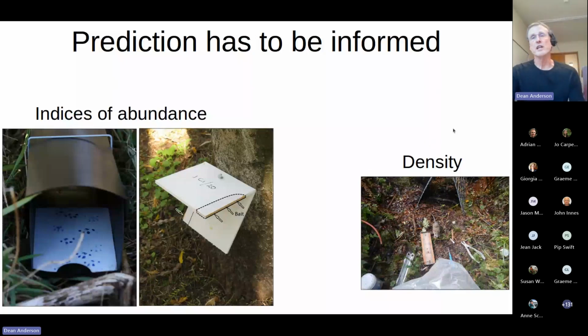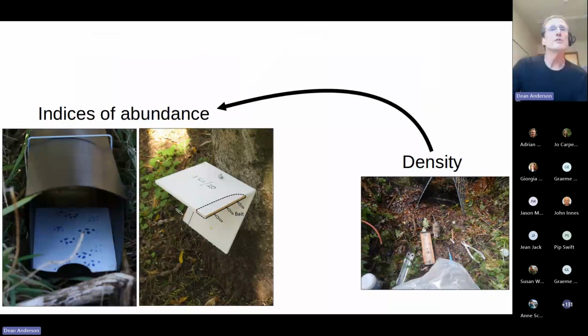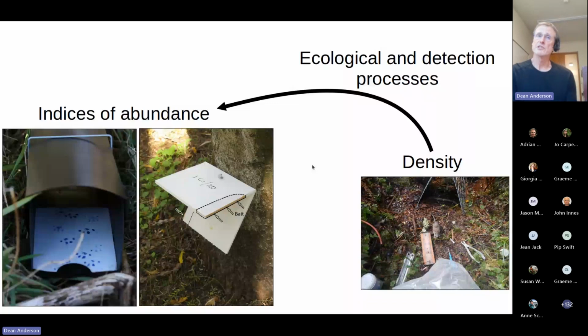But it must be emphasized that measuring density is really the gold standard. But this requires doing mark recapture studies, which are very expensive and logistically complicated. But we have to understand that these indices of abundance emerge from the number of individuals that are on the ground. They're not a direct measurement of abundance itself. There are ecological and detection processes that interact with density that give us our abundance data when we go out and collect tracking tunnel data, for example.